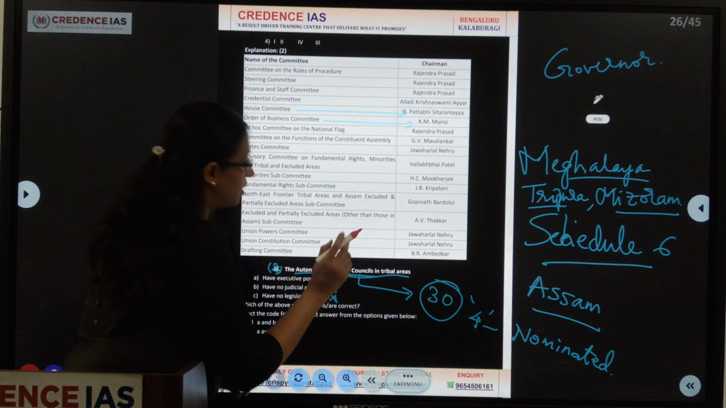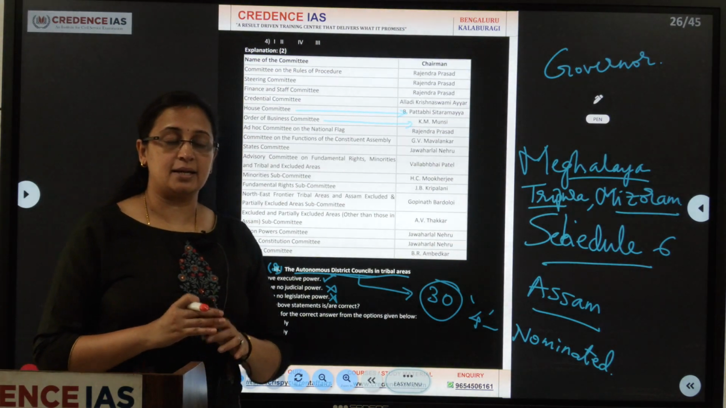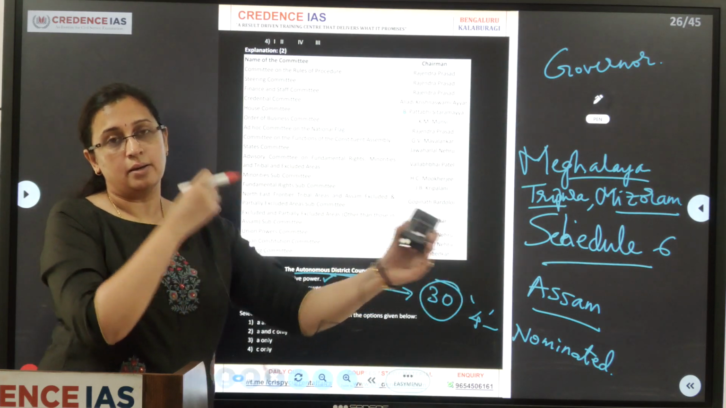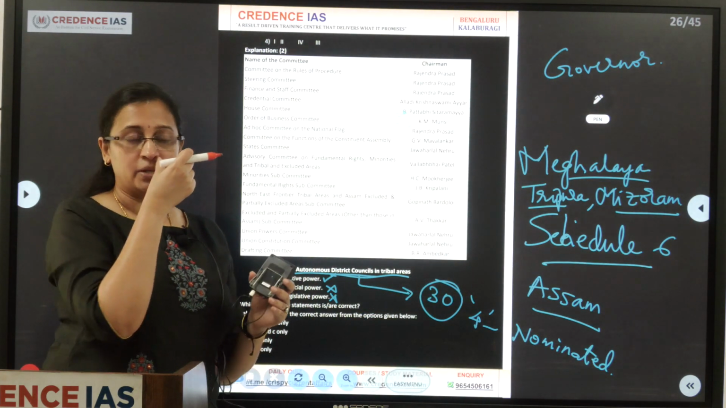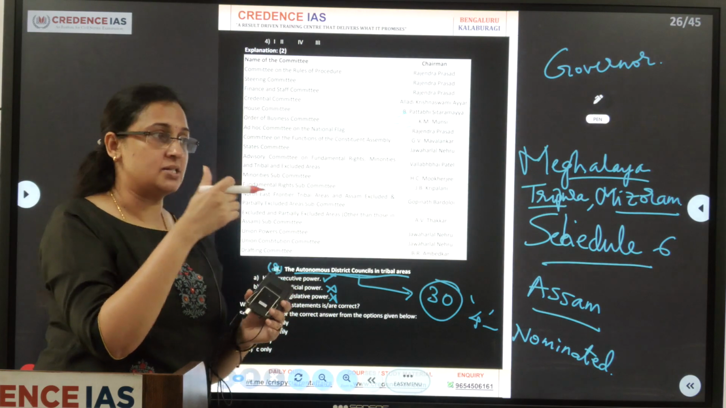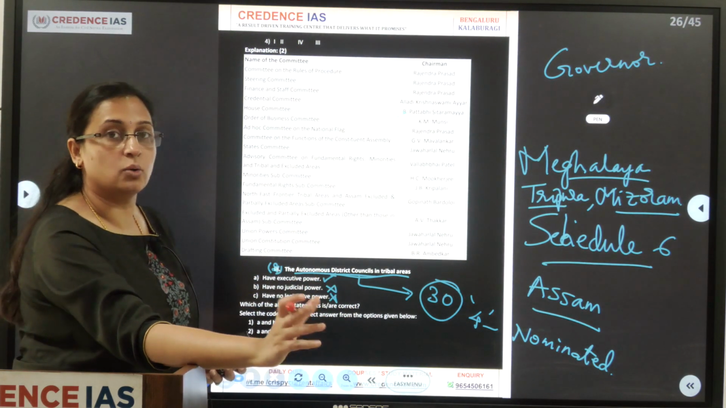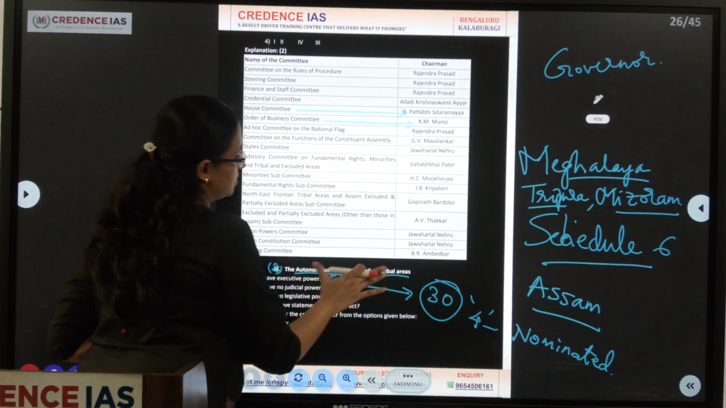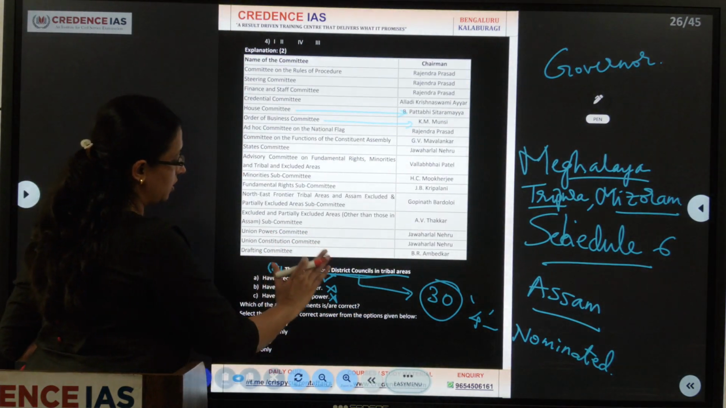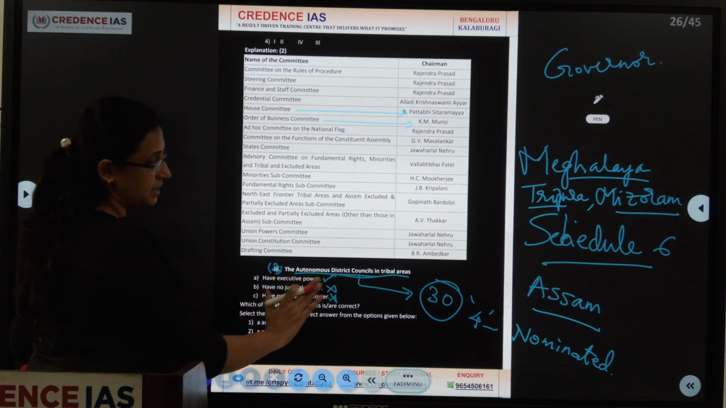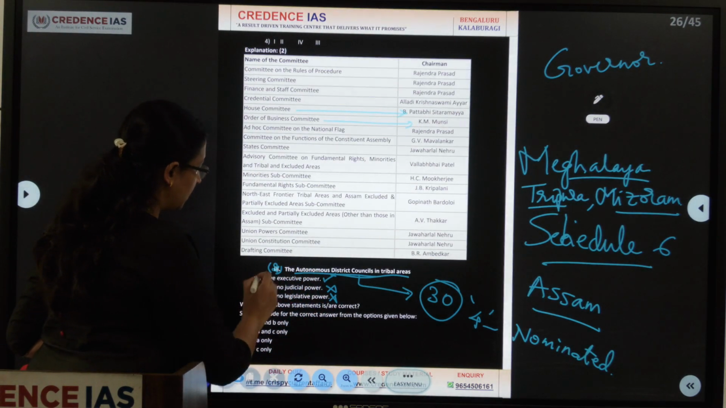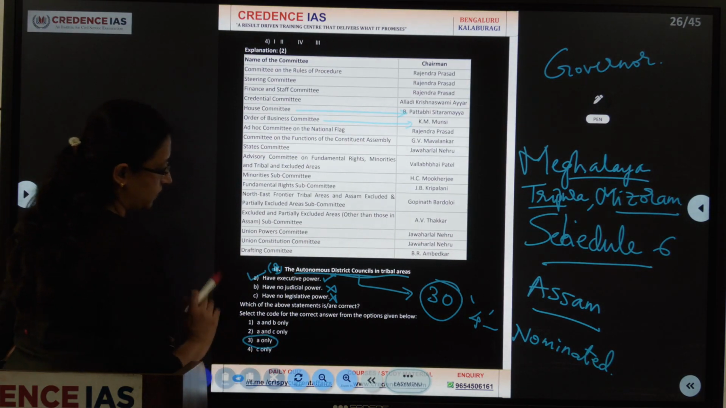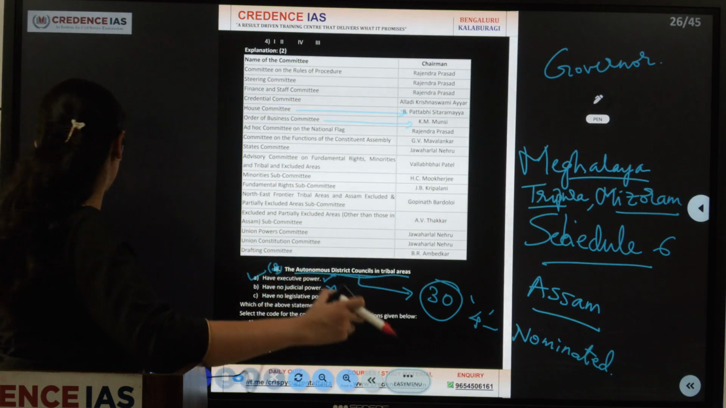Have no legislative power. Even this is wrong, because the autonomous district councils can make their own laws on certain local subjects such as fishing, mining, shifting cultivation, land leasing. On such local matters, they can form their own laws. Hence, the autonomous district councils in tribal areas will have all 3 powers: executive, judicial as well as legislative. So here only A is the correct answer, that is option 3.